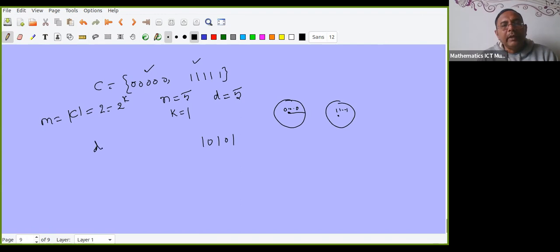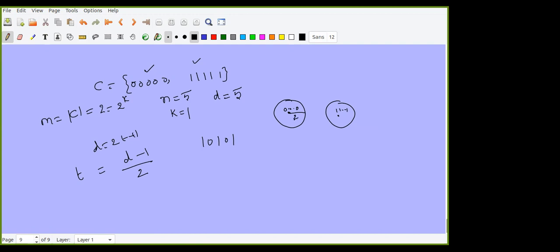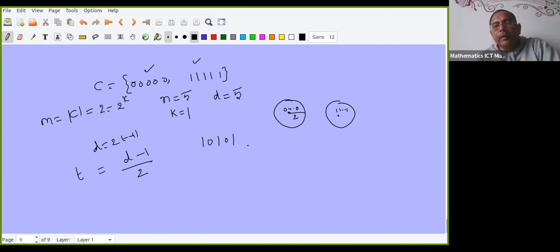So distance is equal to 2t plus 1, or I'll take my radius as (d minus 1) by 2, whatever it is, that is the t value. So can you tell me what is t now? 2. This is 2. Now, you take this vector, so which vectors will be inside this circle?